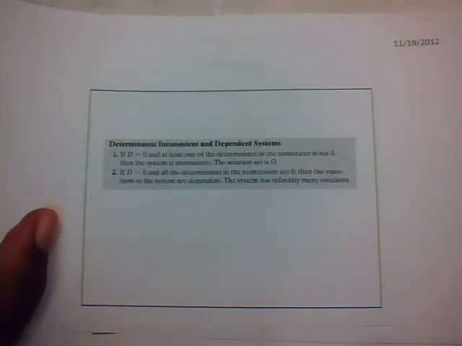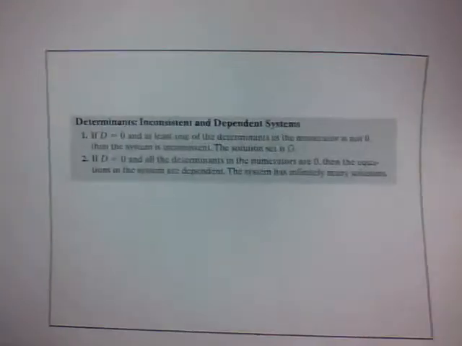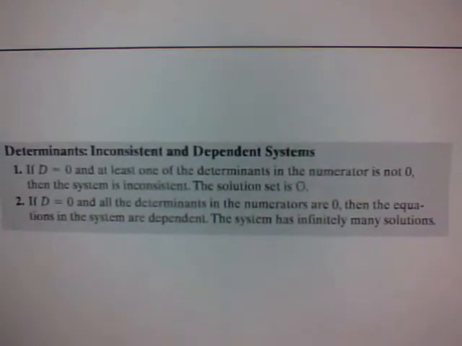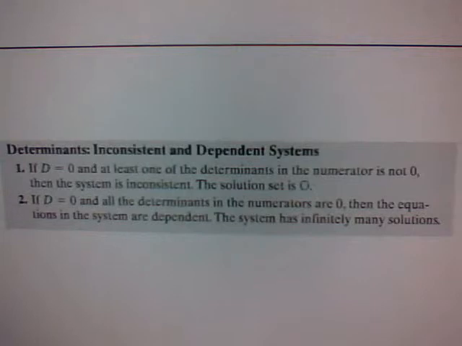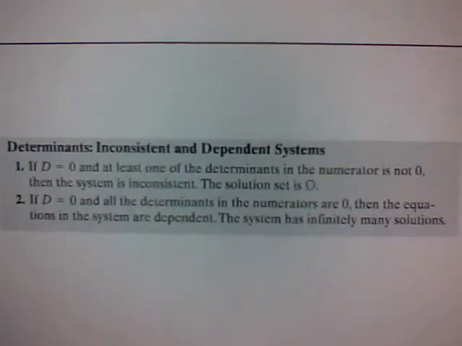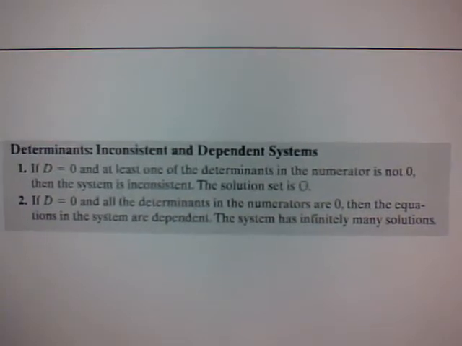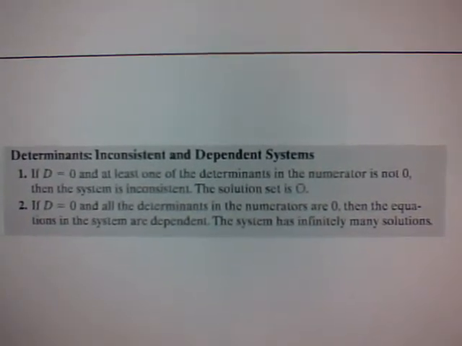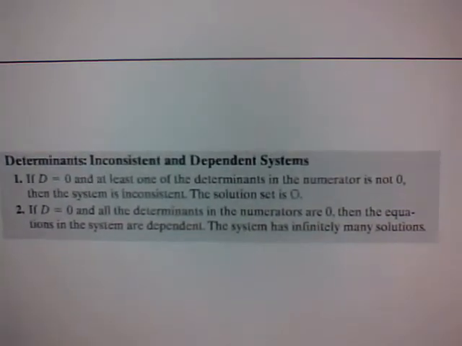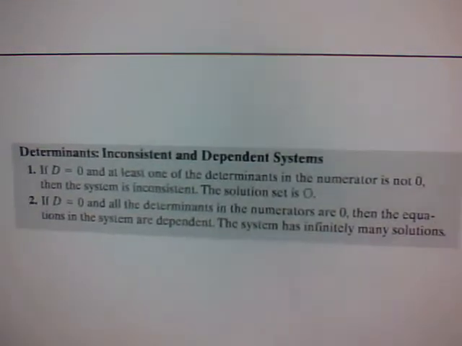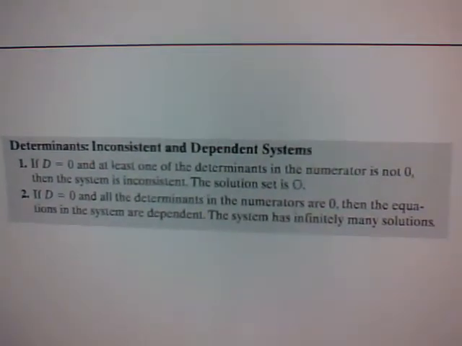All right, now let's look at some special conditions here. In this case, let's say we have inconsistent and dependent systems. Now, the first condition is this. If your determinant, the determinant in your denominator, is equal to 0, and at least one of the determinants in the numerator is not 0, then the system is inconsistent. That means that the solution set would be the empty set. And that's a circle with a slash there, meaning the empty set.